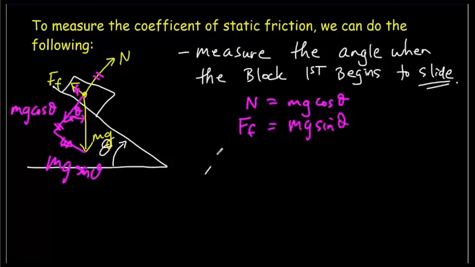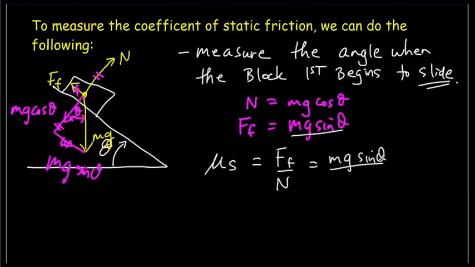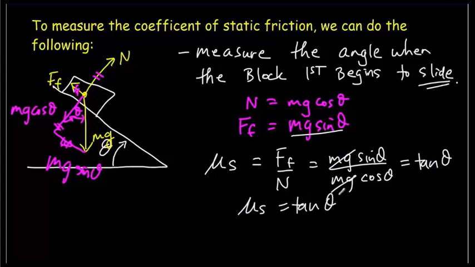So now when we go to calculate our coefficient of static friction, it's going to equal the force of friction divided by the normal force. But our force of friction is mg sine theta. And our normal force is just mg cos theta. The mg's are going to cancel out, and you're left with this expression that the coefficient of static friction will equal the tan of the angle where it first begins to slide.